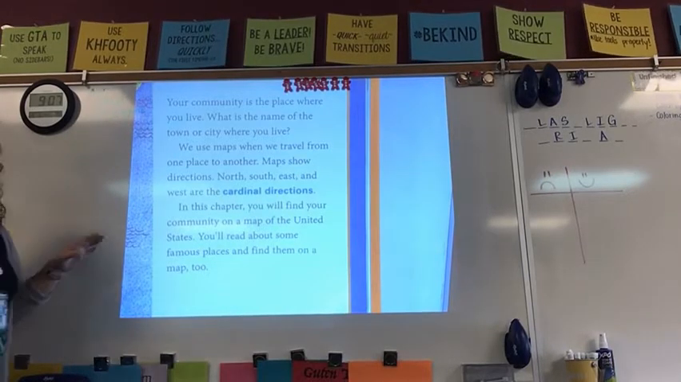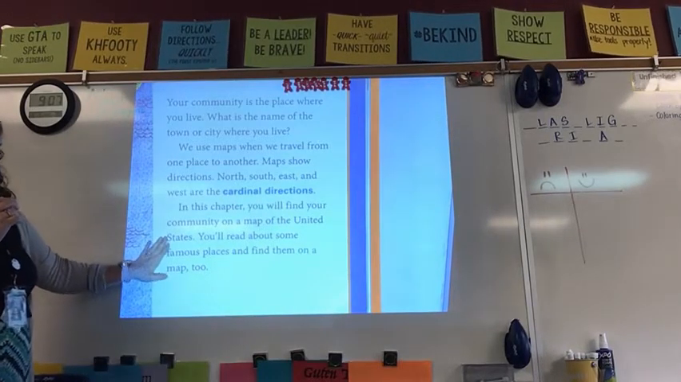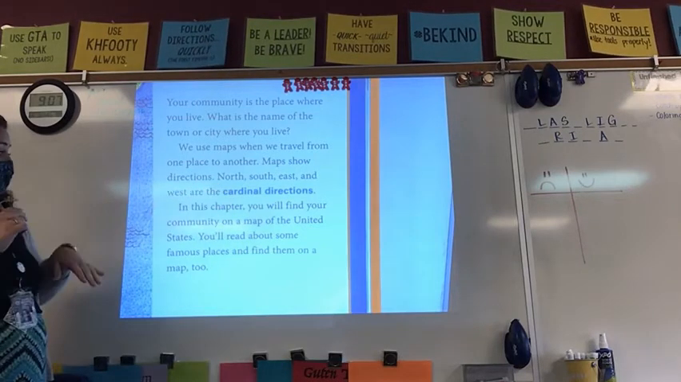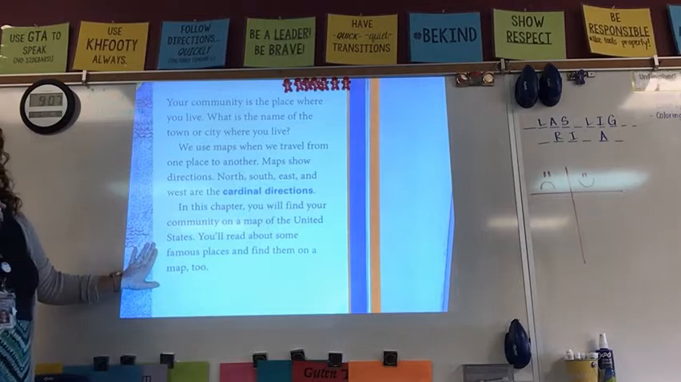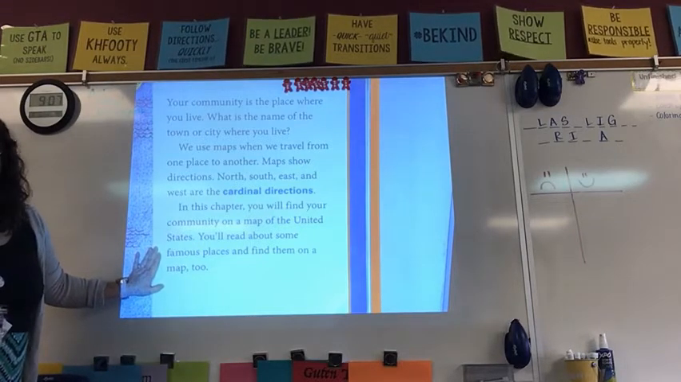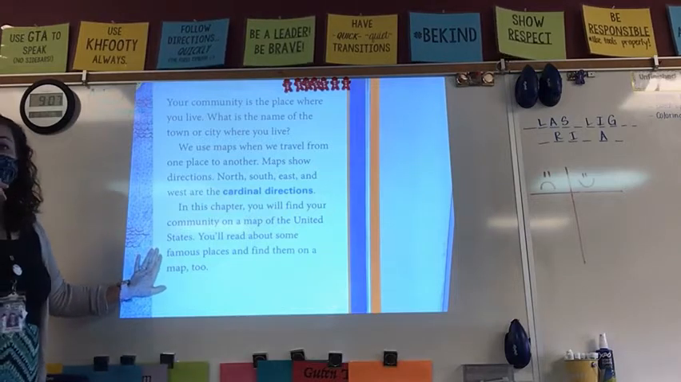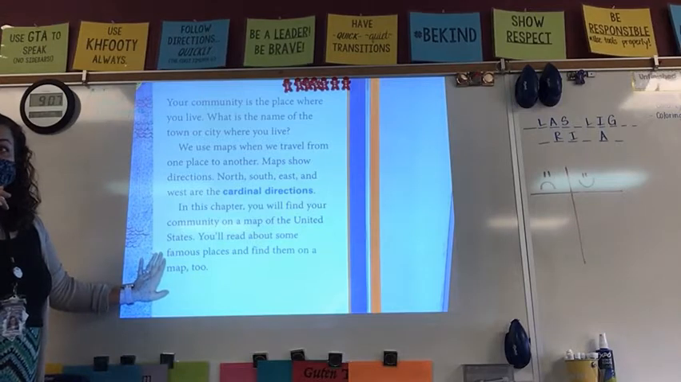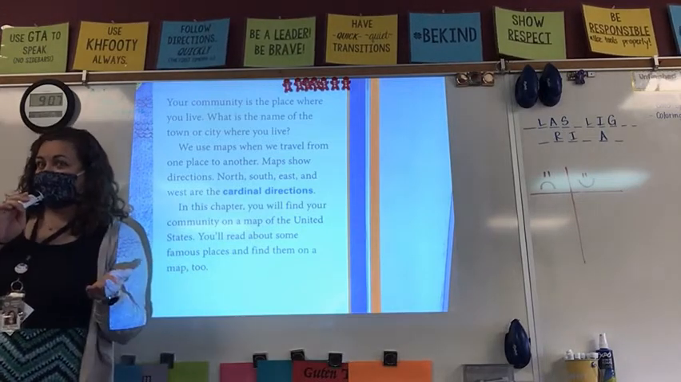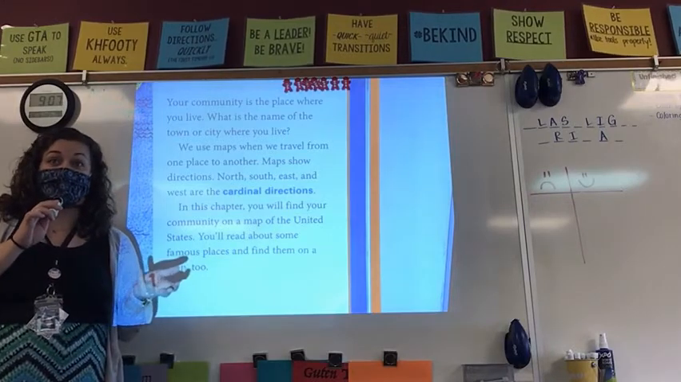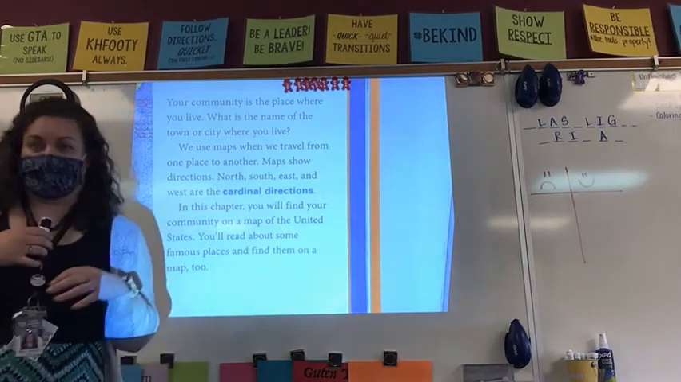We will find your community on a map of the United States. We will use those cardinal directions to direct us to other locations. And you're going to read about famous places and find them on a map. So, this is kind of awesome. If you're a person who wants to plan some family vacations, or you're interested in traveling, this unit is going to be awesome for figuring out how far we are from some of these awesome landmarks, and what directions you need to go to get there. And that's what we're going to learn how to do. All right.